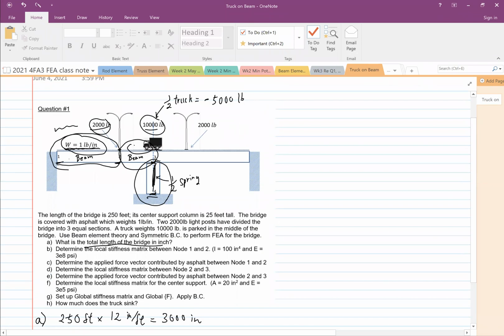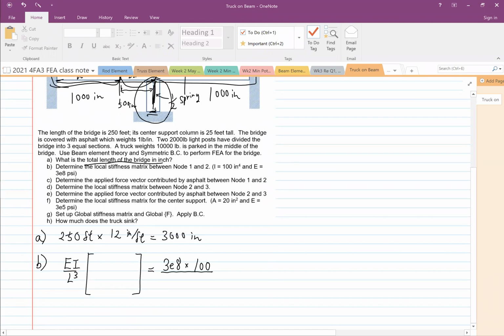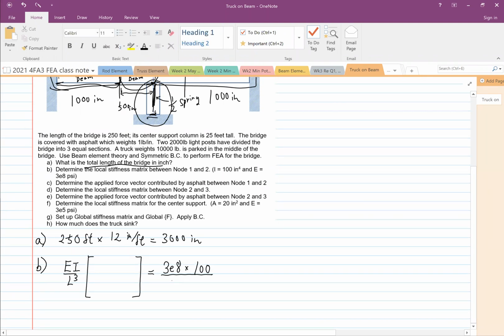Okay, the total length is 3,000. It is evenly divided, so each section is 1,000 inch. This is also 1,000 inch, but we don't care. The second beam is totally half of it, so it will be 500 inch. Okay, question so far? No? Okay, so it will be 1,000 to the cube.